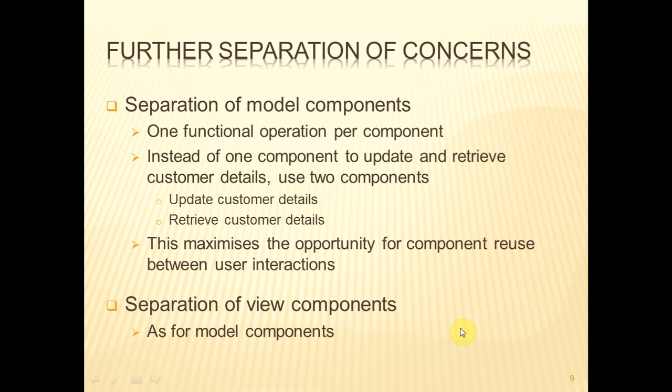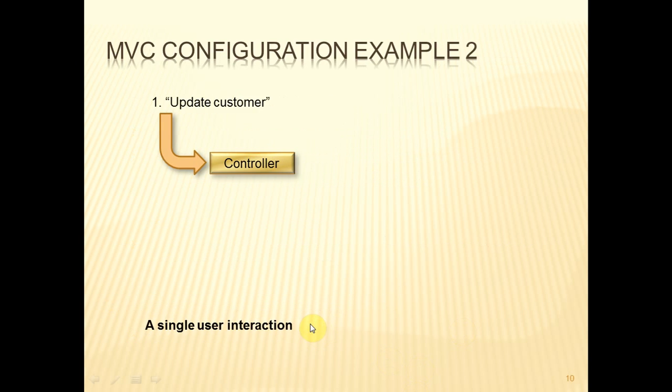quite separate. The advantage of doing that, of course, means that having separated them, we now have a component that is reusable. The retrieve customer details component could be used in all kinds of different places without having to be coupled to the update first. And we can do a similar thing with separation of view components.